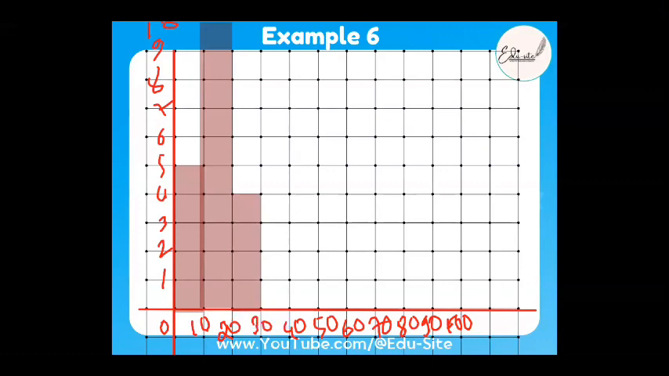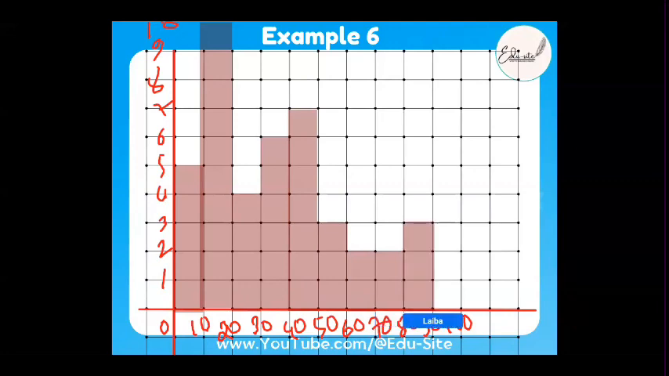Next is 7. 6 draw karoge. Next 7 draw karoge. Next 3. Next 2. Next 3. Next 9. Come on, quickly point the frequency polygon now.